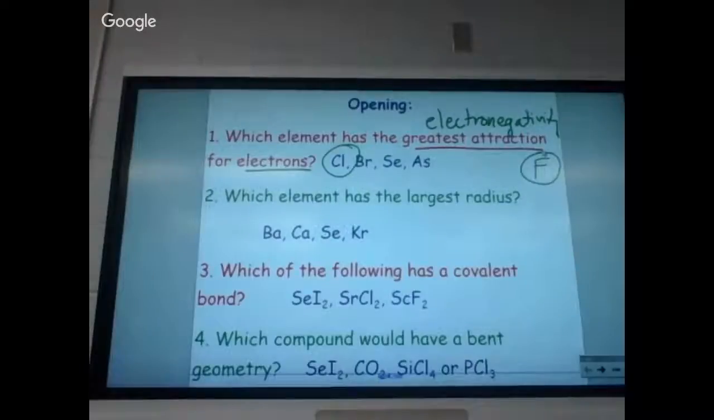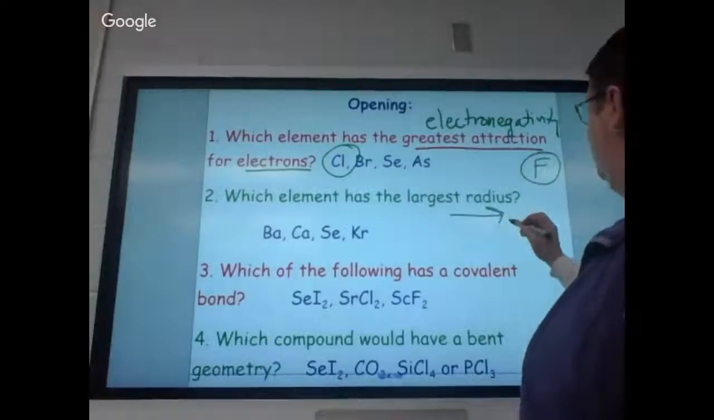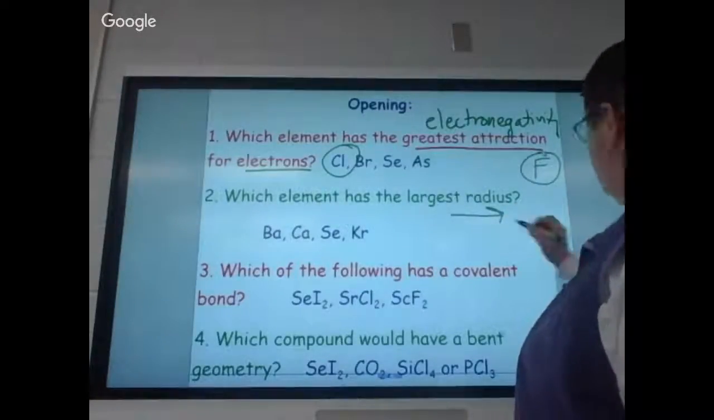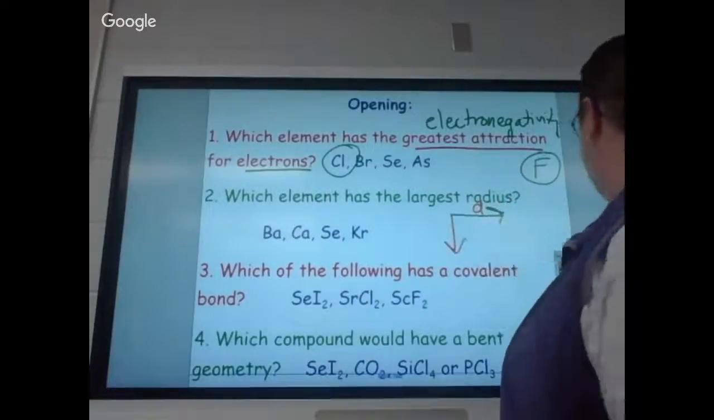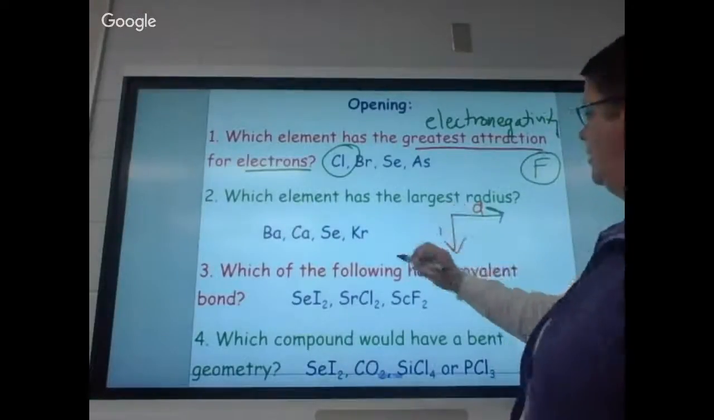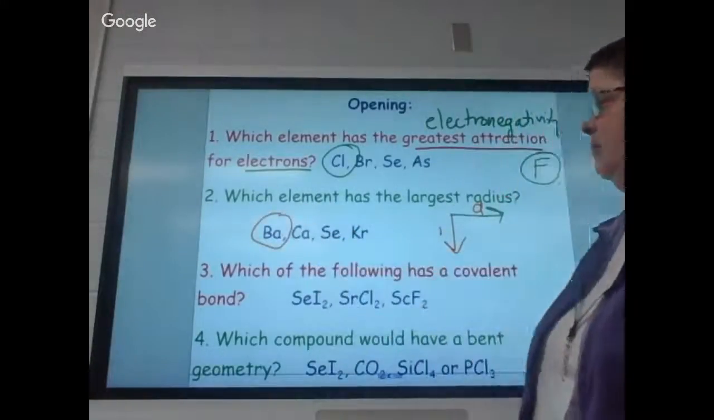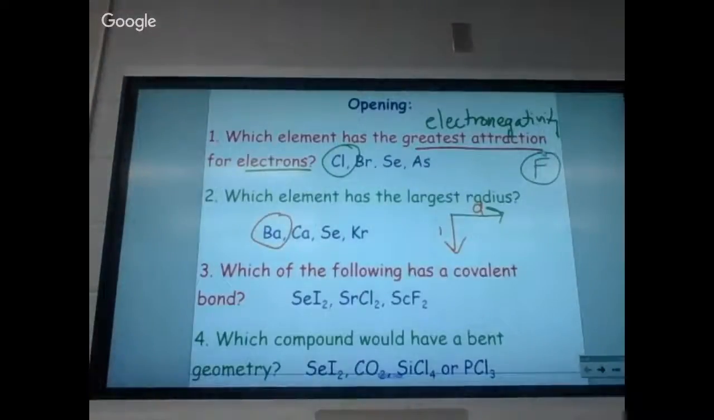Who has the largest atomic radius? The trend for radius as you go across does what? Decreases. As you go down, it does what? Increases. Everybody okay with Ba? Yep. All right. Which of the following has a covalent bond?